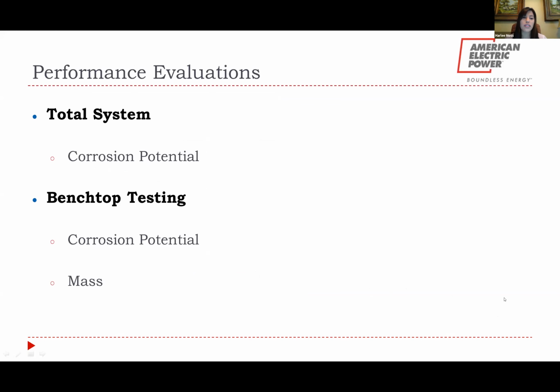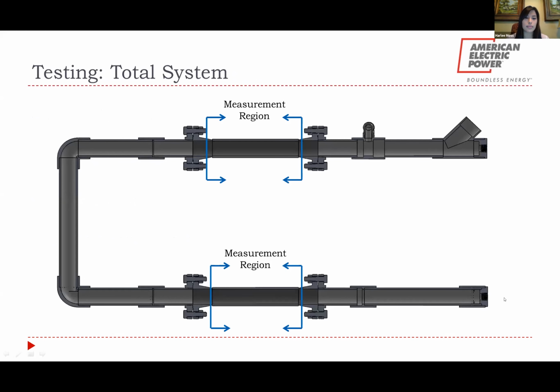So for our performance evaluations, we tested the total system and did some benchtop testing. For the total system, we measured the corrosion potential. For the benchtop testing, we still measured corrosion potential with the addition of measuring the mass deposited after the electroplating process. So the first performance evaluation that we did was trying to see how our cart system actually applies this treatment to a real piping system.